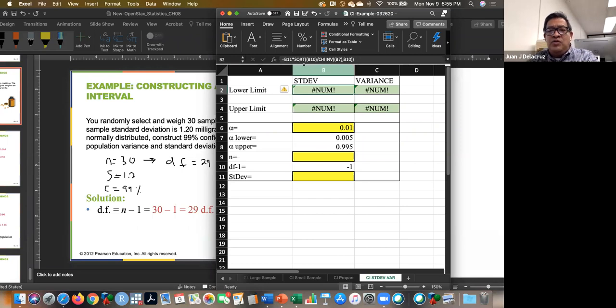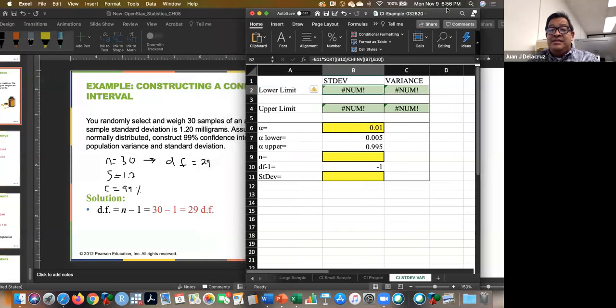So I have the square root of the degrees of freedom divided by the chi-square inverse. So I am finding the value for the chi-square given the degrees of freedom. The formula is very simple. All I need here, once again, is my sample size, which is 30. And as you can see here, you are going to see the degrees of freedom. And all I need to input again is the standard deviation.